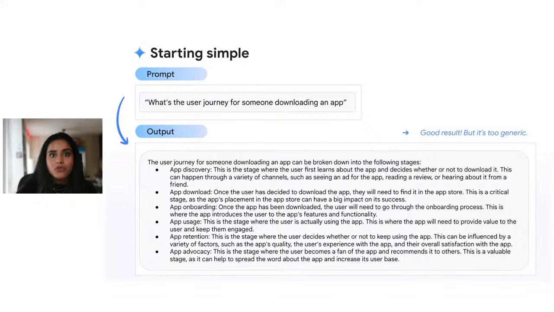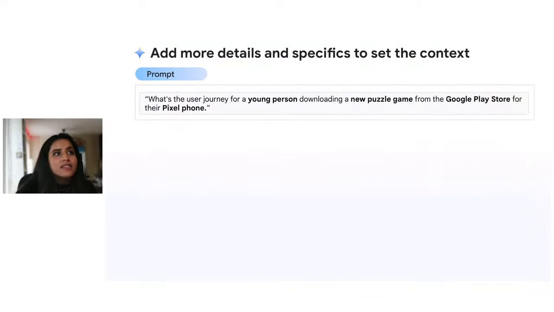Is it Google Play Store? And that's where we learned that it's context. So let's add that context here. I added: young person downloading a new puzzle game from Google Play Store for Pixel phone. Now that's already a better output because it knows exactly what this person wants to do.